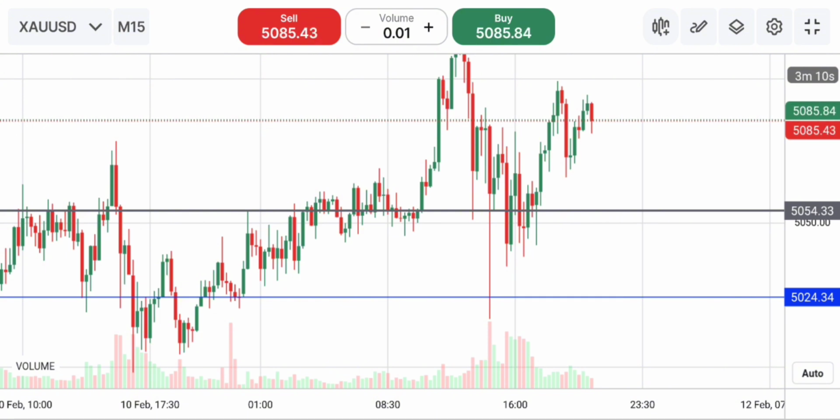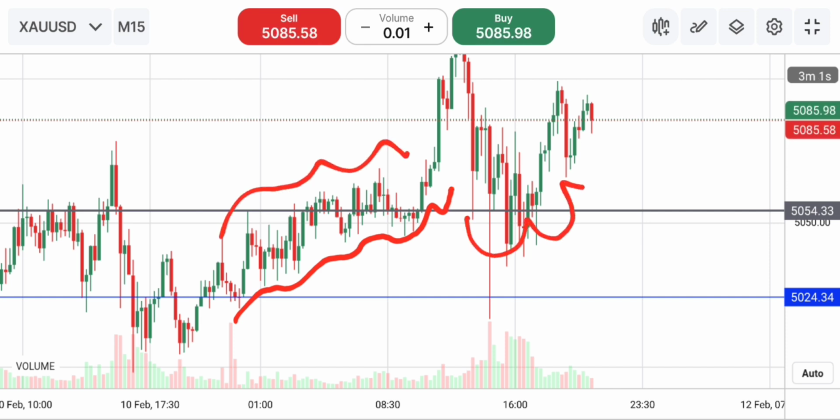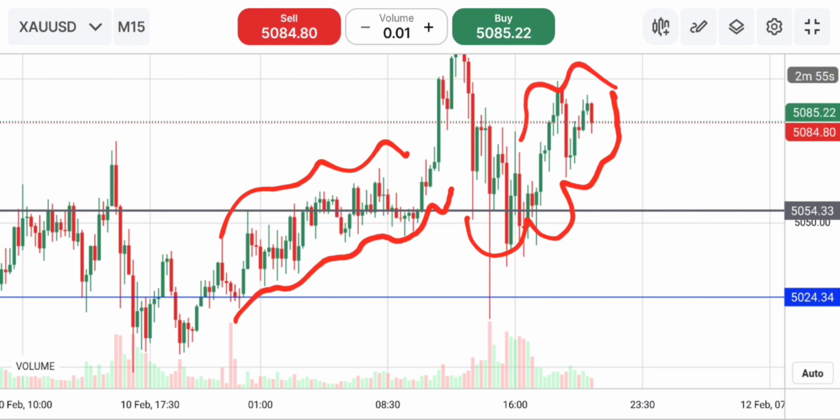Now, liquidity is always found where structures end. Can you see all this place? All those places you're seeing are liquidities. Liquidity is found on top and below this structure. So the moment price breaks here, the price will clear liquidity.